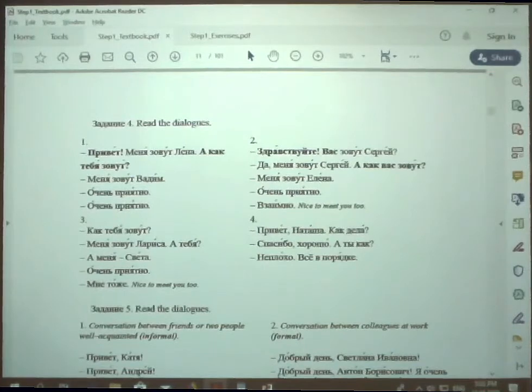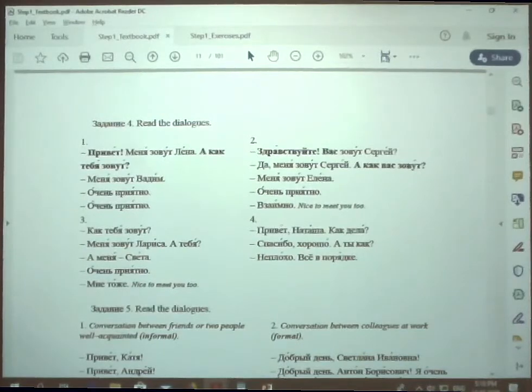Спасибо, хорошо. А ты как? Неплохо. Все в порядке.